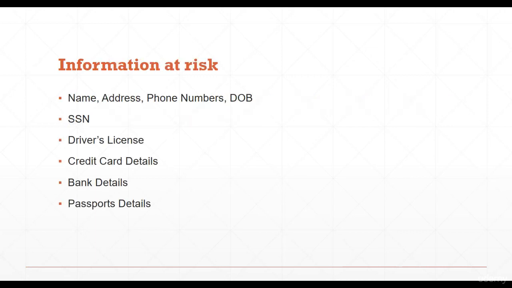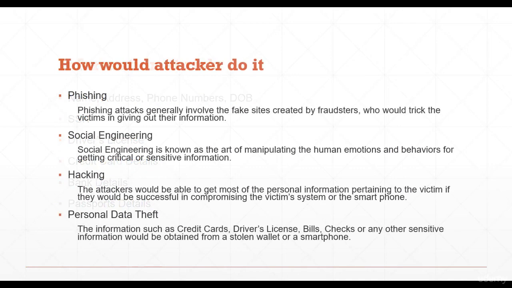So what is the information that is at risk? The information that would be at risk would be your personal information such as the name, address, phone numbers or date of birth. It would also include your social security number, the driver's license, the credit card details, bank details, passport details, etc. So how would the attackers generally do it?